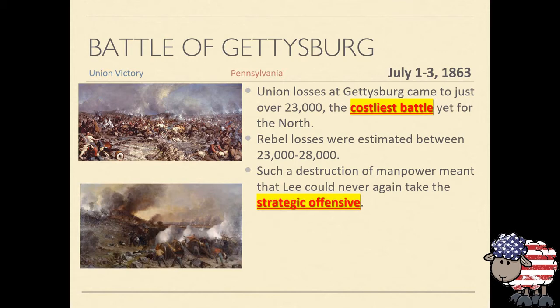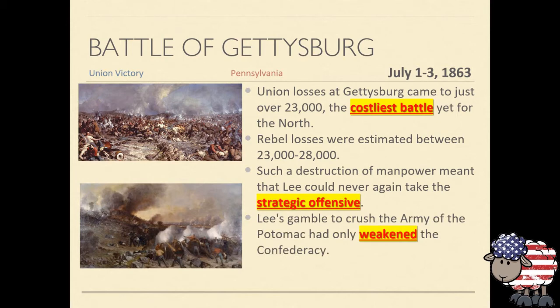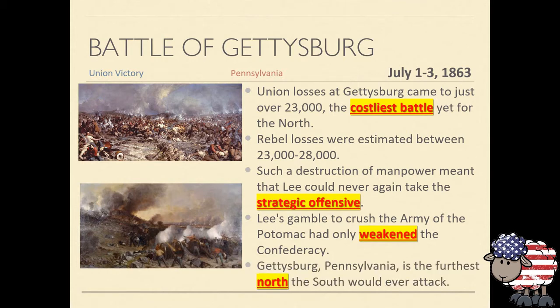The Battle of Gettysburg is significant because it weakened the Confederacy, crushing Lee's attempt to crush the Army of the Potomac. Gettysburg, Pennsylvania is the furthest north the South would ever attack. Most of the fighting takes place in the Confederacy, which will have an impact on the Confederacy during Reconstruction. However, tactically, this is the furthest north that the Confederates will attack.